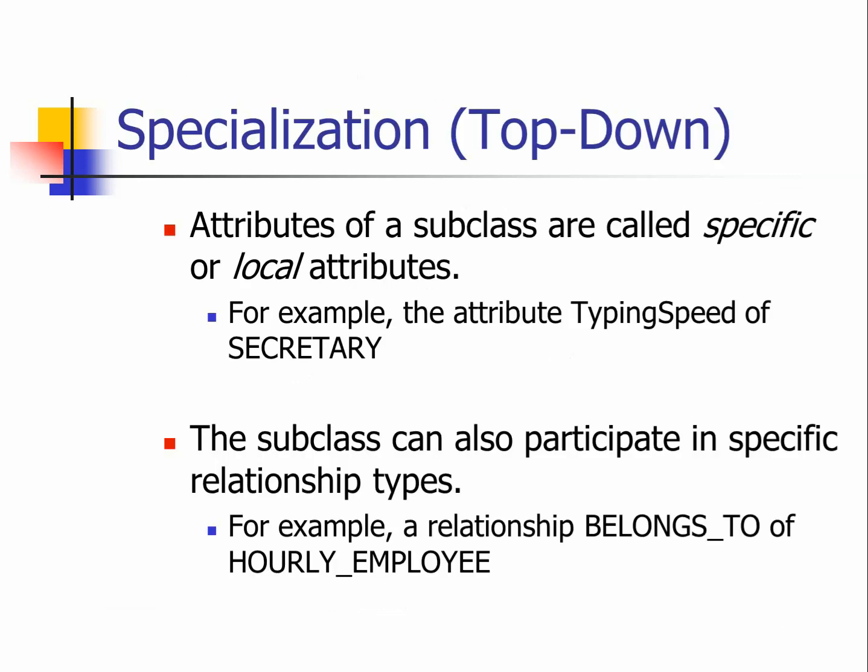So suppose specialization, which is a top-down approach, the attributes of a subset are called specific or local attributes. I have used the words local attributes since the beginning of this chapter. The subclasses can also participate in specific relationship types. So that means the subclasses can have their own local attributes as well as their local relationships.